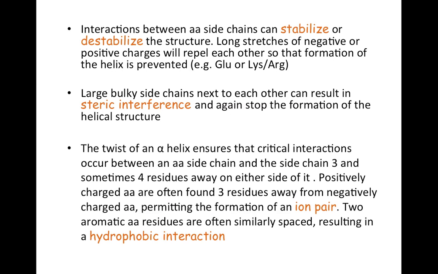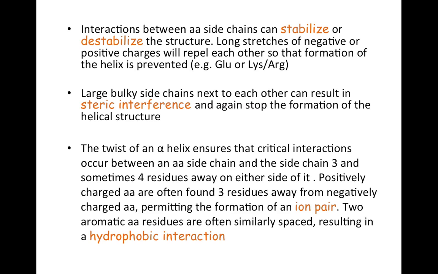Last but not least, the twist of an alpha helix ensures that critical interactions occur between an amino acid side chain and the side chain 3 and sometimes 4 times away on either side of it. Positively charged amino acids are often found 3 residues away from negatively charged amino acids, permitting the formation of an ion pair. Two aromatic amino acid residues are often similarly spaced, resulting in a hydrophobic interaction. So these interactions further stabilize the alpha helix.